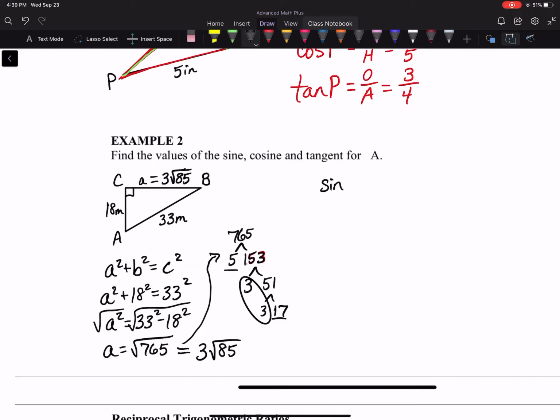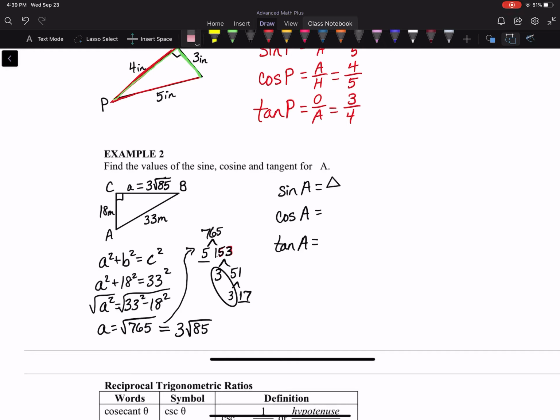The sine, cosine, and tangent part are not really the hardest parts. It's getting the sides that is sometimes the most difficult and lengthy part. So again, sine is opposite over hypotenuse. What's opposite A? 3 times the square root of 85 divided by the hypotenuse, which is 33. This fraction can be reduced. 3 over 33 is the same as 1 over 11. So square root of 85 over 11.